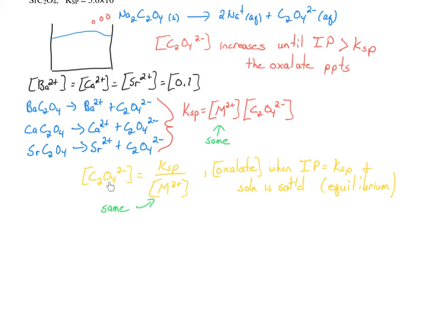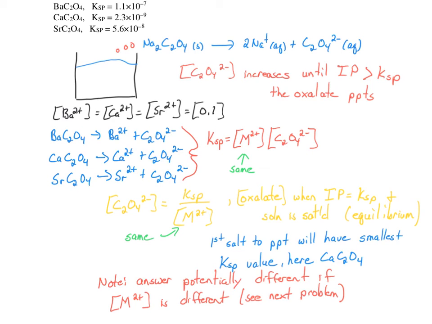So the oxalate ion concentration required to reach equilibrium is going to be the lowest for the smallest KSP value. So the answer here is calcium oxalate. It has the lowest KSP value of the 3.